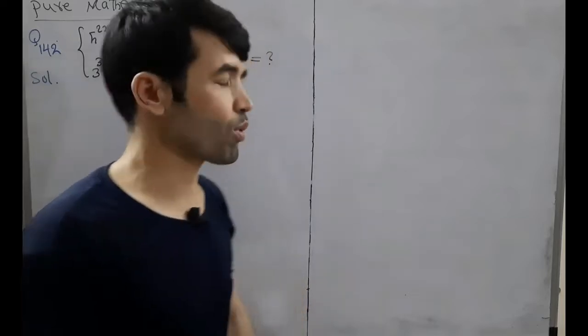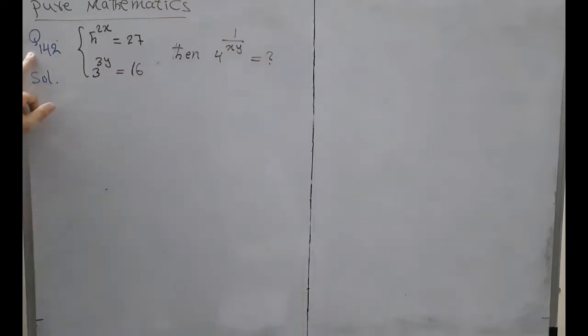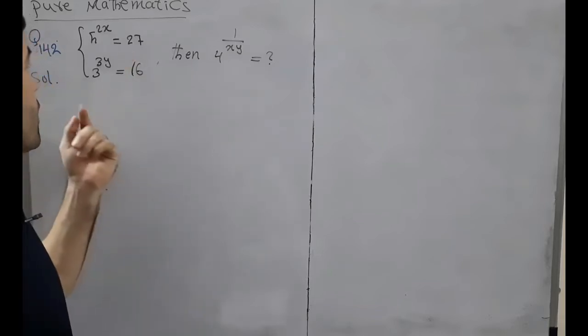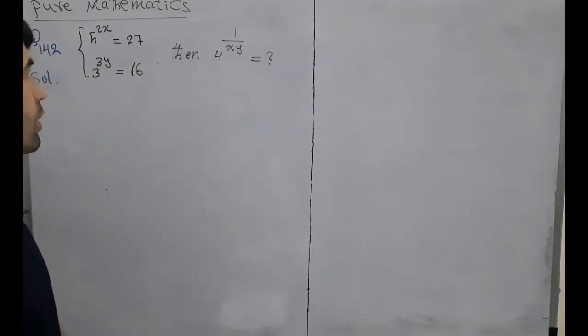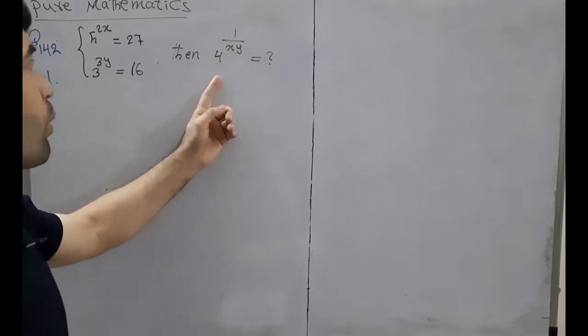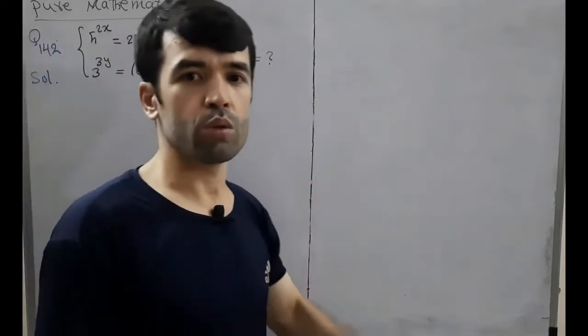In this class we want to solve this question. It is question 142. 5 to the power 2x is equal to 27. 3 to the power 3y is equal to 16. Then find the value of 4 to the power 1 over xy.